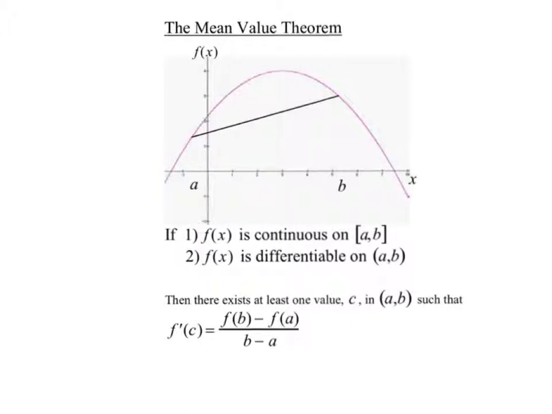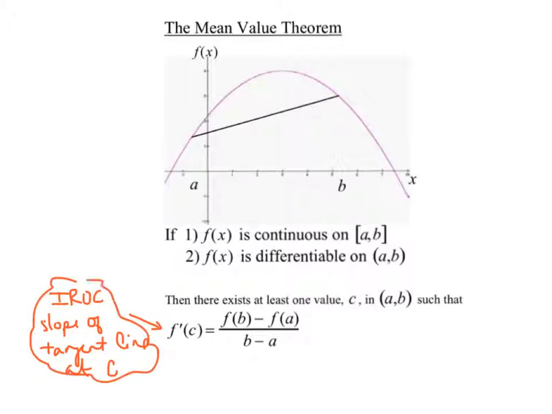What does f prime of c hopefully remind you of? First of all, that should be your instantaneous rate of change, your IROC. That, remember, is the derivative, and that of course is the slope of your tangent line. And where is that tangent line? Well, it's the tangent line drawn at c. So that's what the left-hand part of this equation is. What is the right-hand side of the equation? Well, the right-hand side is your average rate of change, your AROC. And what is an AROC?